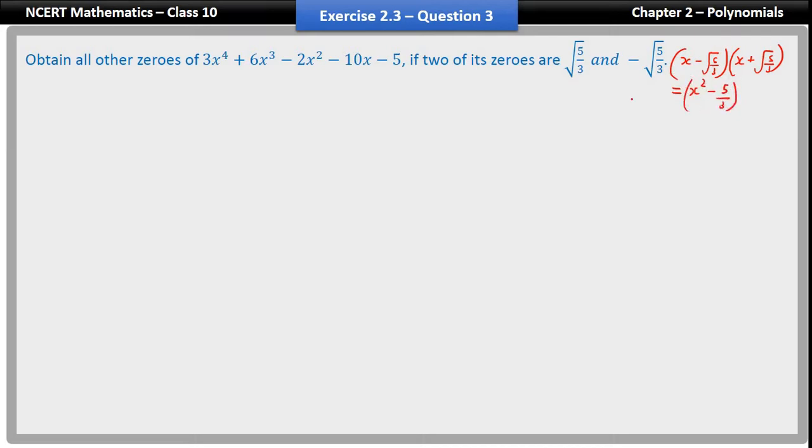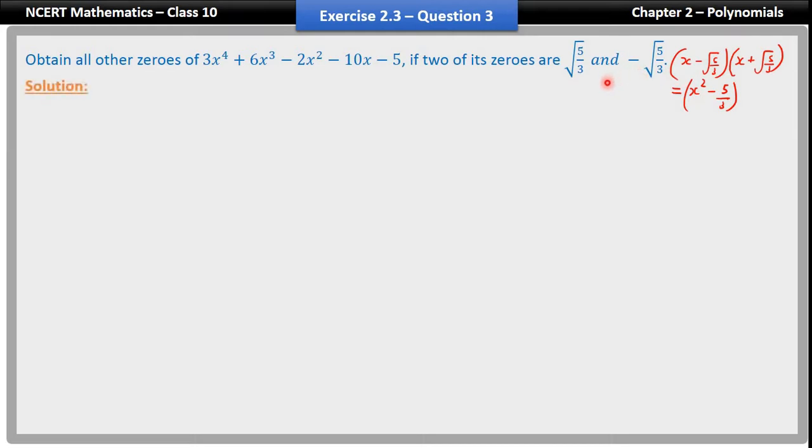So let me quickly repeat what we have done. Root 5 by 3 and minus root 5 by 3 are given as zeros. So if root 5 by 3 is a 0, then x minus root 5 by 3 is a factor. If minus root 5 by 3 is a 0, then x plus root 5 by 3 is a factor. So if these two are factors, then the product is also a factor. So x minus root 5 by 3 into x plus root 5 by 3, that is x square minus 5 by 3, is also a factor of the polynomial. This is the most important step to move forward in this problem.